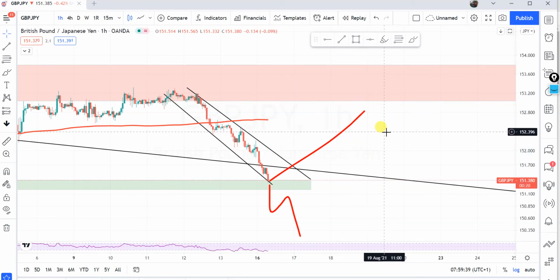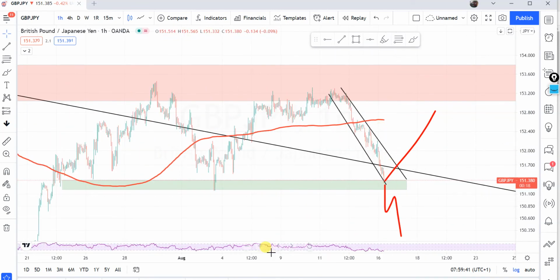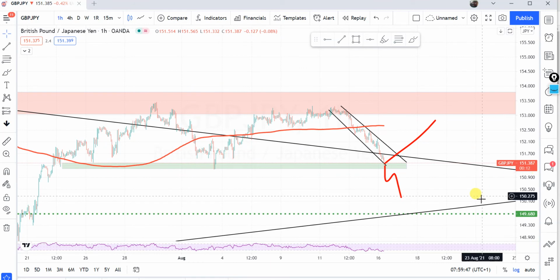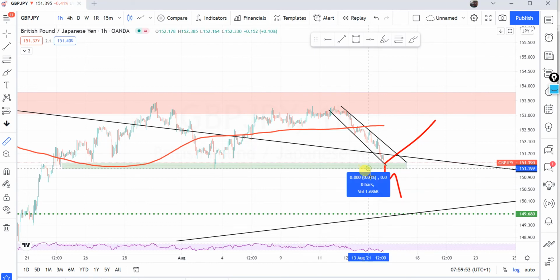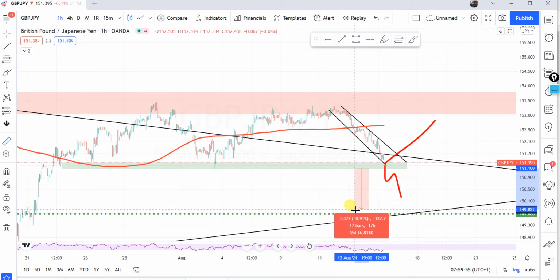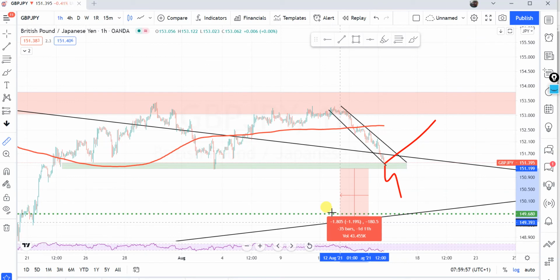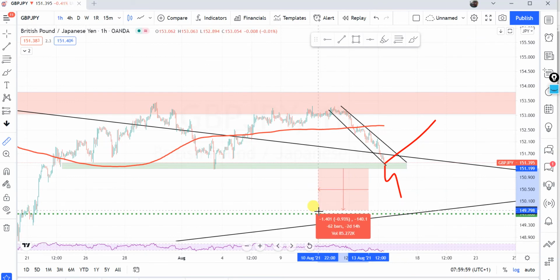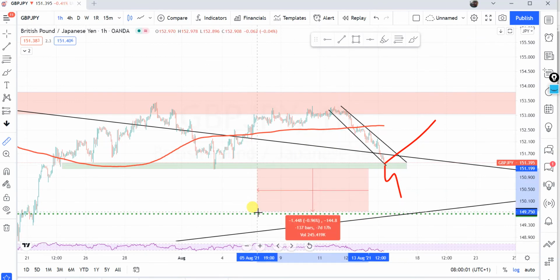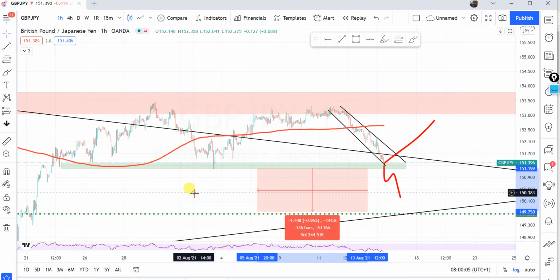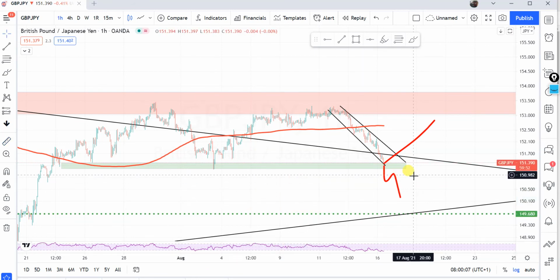So the eyes are all on this, and if the market decides to go the other way around, I'll zoom in a little bit. If the market decides to sell downwards, head south, we have the potential of making around 144 pips. So our eyes are all on this, so we can take advantage of it.